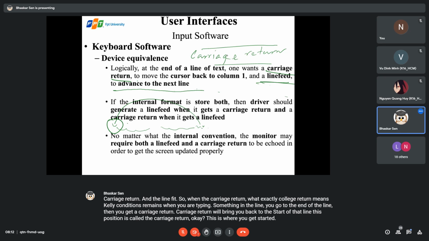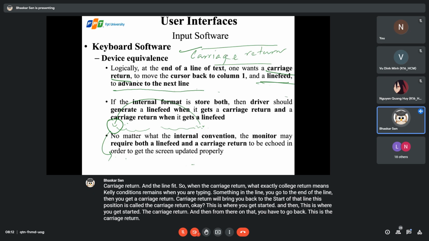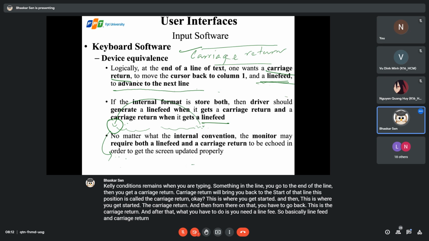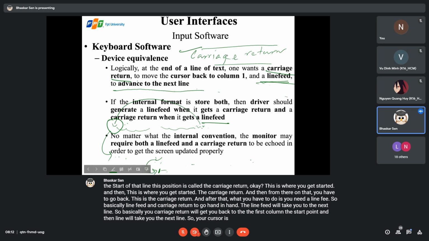And then after that, you need a line feed. So basically, line feed and carriage return go hand in hand. The line feed will take you to the next line. Your carriage return will get you back to the first column, the start point, and then line feed will take you to the next line. So your cursor is positioned at the beginning of the next line. That is what we do.